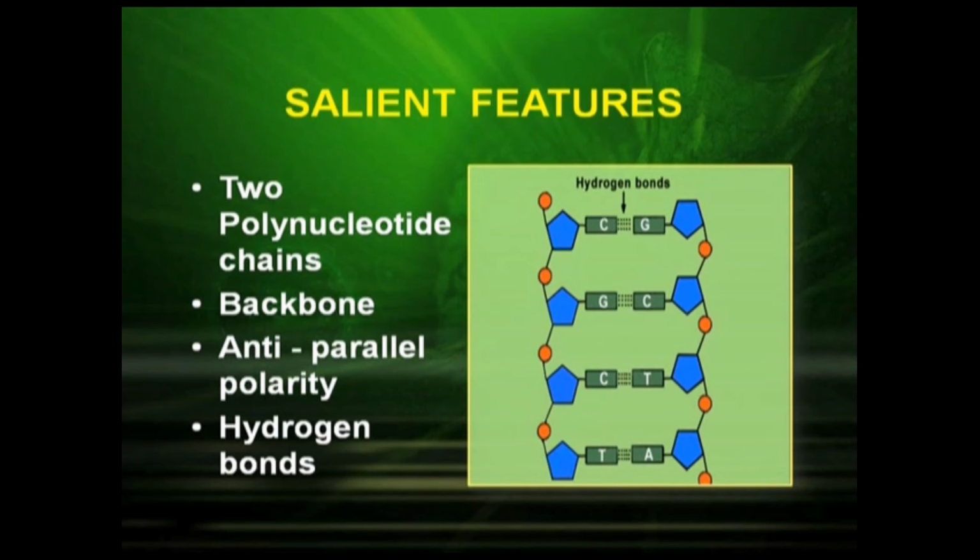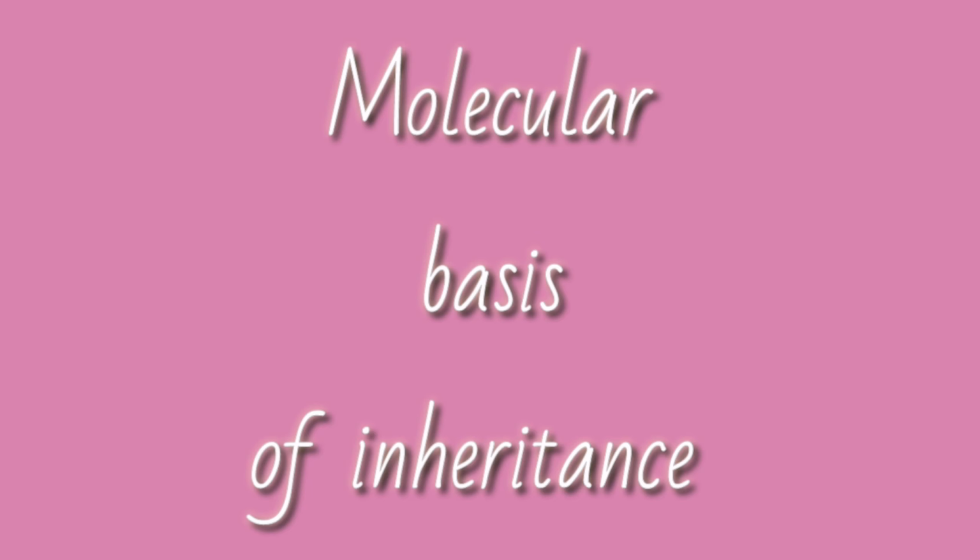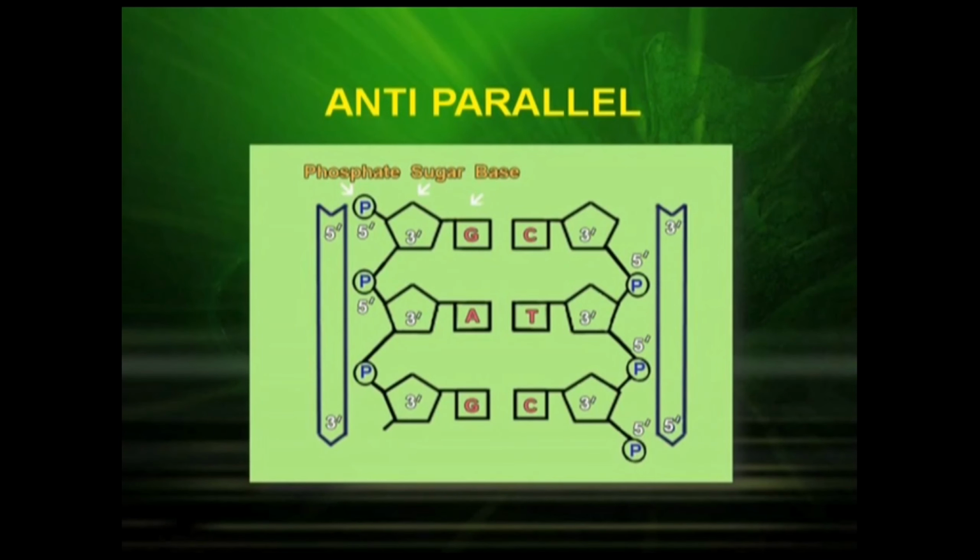As you can clearly see in the picture, between A and T there are two hydrogen bonds and between G and C there are three hydrogen bonds. So the following diagram shows the antiparallel features of the DNA, 5' to 3' and 3' to 5'.